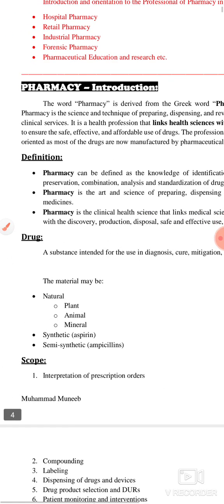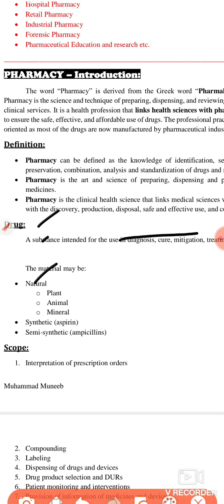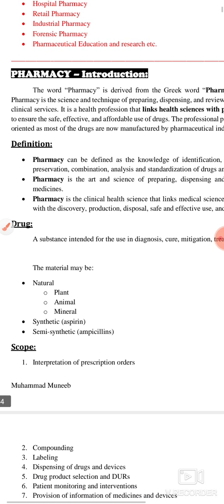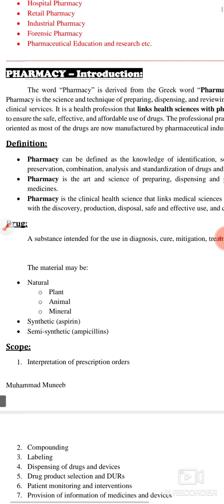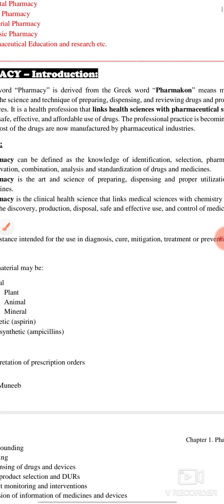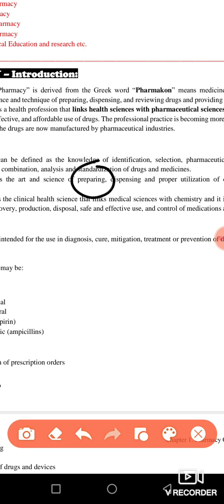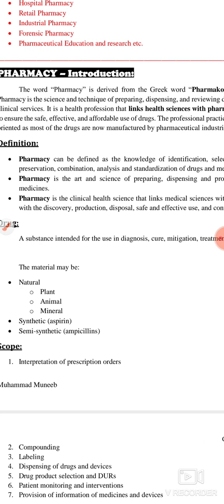Some other definitions of pharmacy are also given below. Pharmacy can be defined as the knowledge of identification, selection, action, preservation, combination, analysis and standardization of drugs and medicine. The second definition is a simple one and you can learn it easily: pharmacy is the art and science of preparing and dispensing drugs, and making people aware of the proper use of medicines.